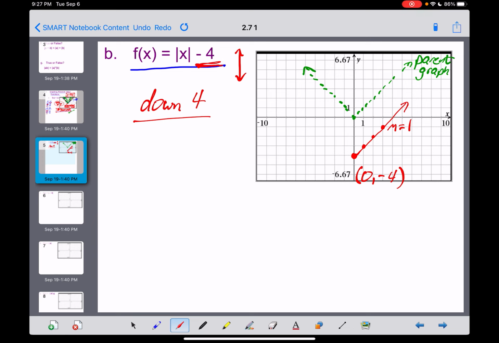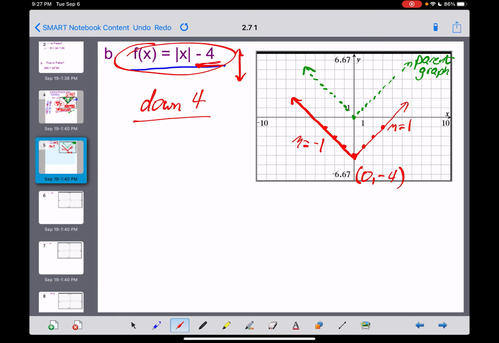And then on the left-hand side, we go up 1, left 1, up 1, left 1, up 1, left 1, and that now means that we are drawing a ray over here with a slope of negative 1. That graph in red, guys, is our answer. That's the graph of f of x is equal to the absolute value of x minus 4. Let's test that real quick.